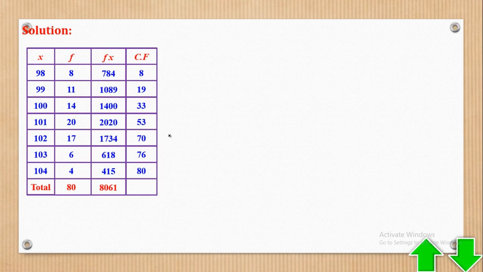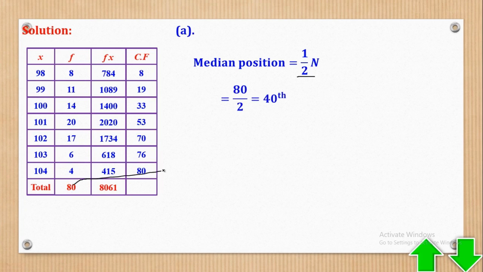So now that you have got that, you can go ahead and answer our questions. First, they ask for the median. Now, before you get the median, you have to first get the median position. So the median position is given by the formula half n, where n is the total frequency. So in this case, our n is the sum of frequency, which is 80. That's why you put here 80 divided by 2 to come up with the 40th position. So that means that the median position is the 40th position.